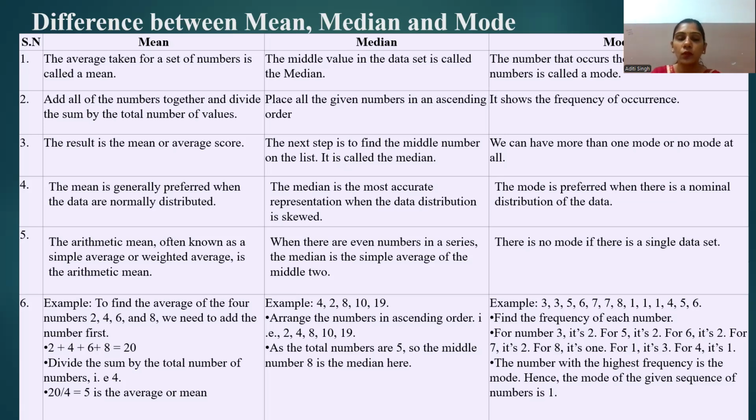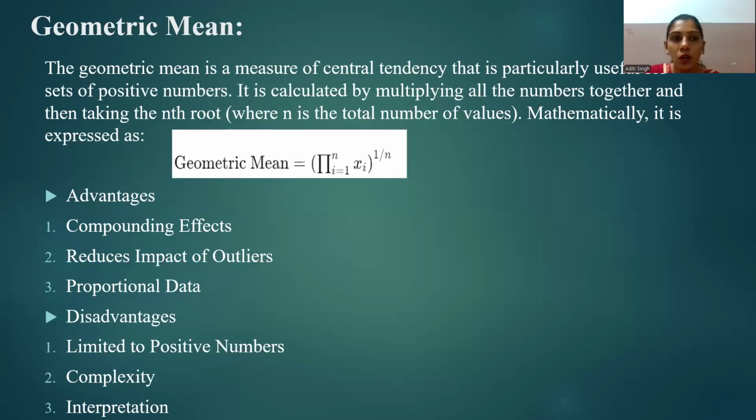So this is how we calculate mean, median, and mode. This is the basic difference between mean, median, and mode. Now we have discussed mean, median, and mode. Now let's discuss the geometric mean and the harmonic mean.